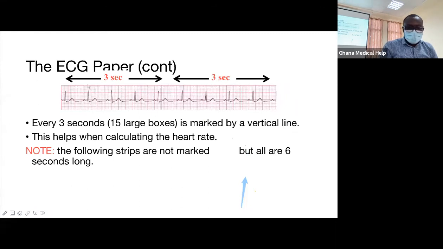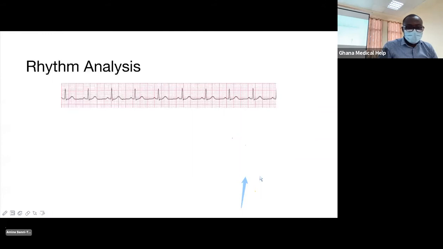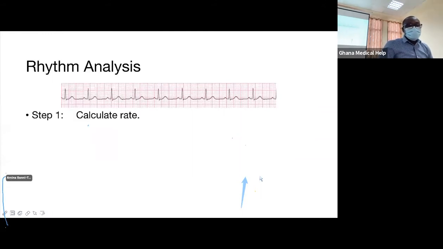So if we are looking at the 3 with 3 there, that will come to about 6 seconds. And we can use this in calculating the rate, like I've earlier mentioned. So now, how do we do the analysis of the rhythm? First, you determine the rate.